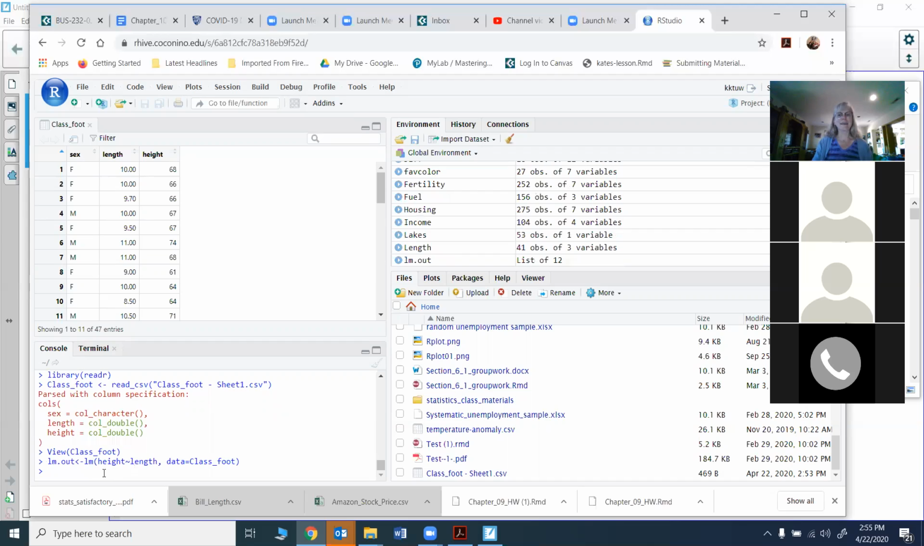And hit enter, and again, it looks like nothing happened. But if you come over here to your global environment, you now see lm.out is a listing in this variable. So you'll now see this is actually here. It's actually created whatever this is. You can click on it to look at it, but it really isn't much to look at. Okay.